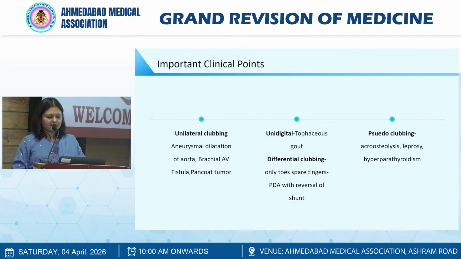Now, unilateral clubbing is seen in aneurysm of aorta and its branches, brachial AV fistula and Pancoast tumor. Unidigital clubbing is found in tophaceous gout. Differential clubbing, only toes, spare fingers, is seen in PDA with reversal of shunt. Pseudo clubbing is seen in acro-osteolysis, leprosy, hyperparathyroidism because of resorption of tissue.